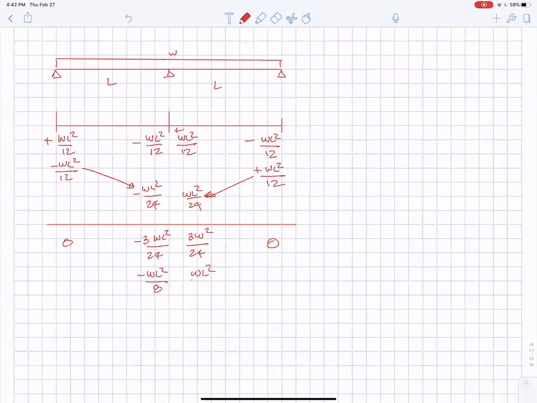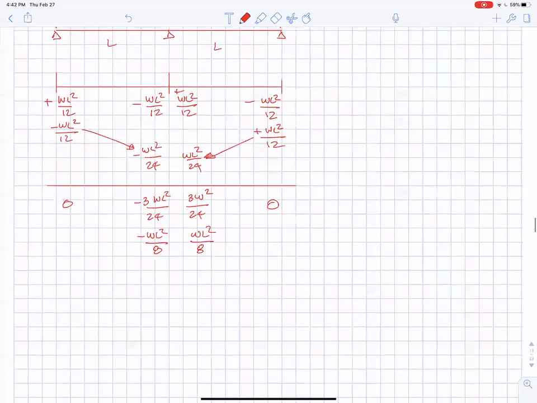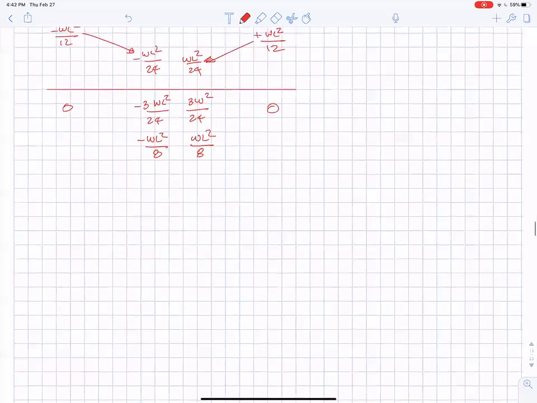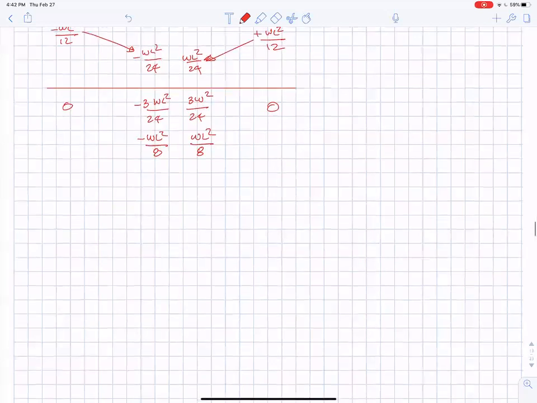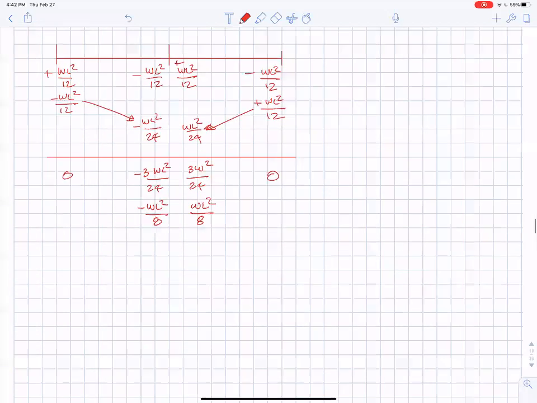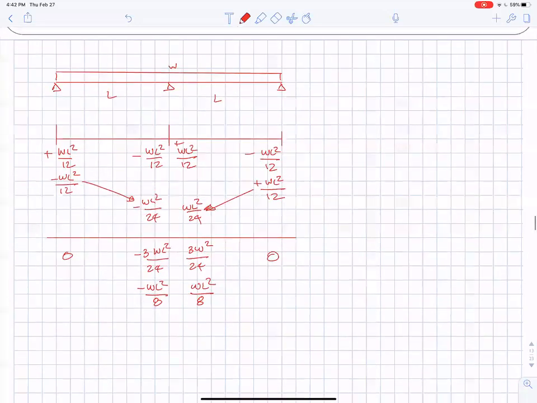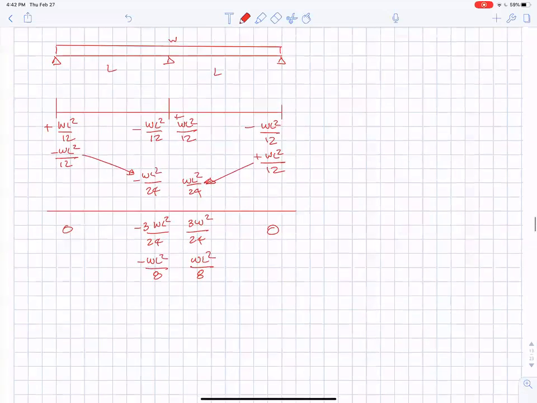So I knew this to start with. I actually didn't even do this on paper. I did that in my head. I knew it was WL squared over 8 in the middle. And that agrees with that chart we just looked at. What I want to show you is how I came up with the WL squared over 16.